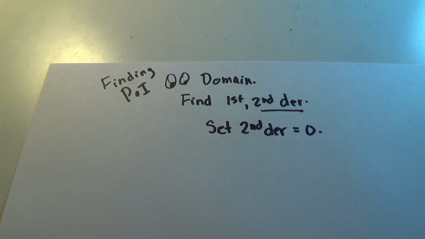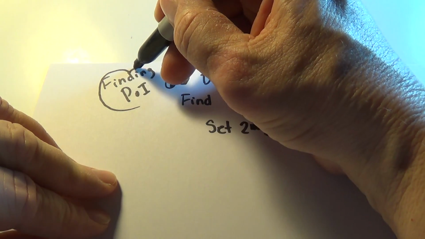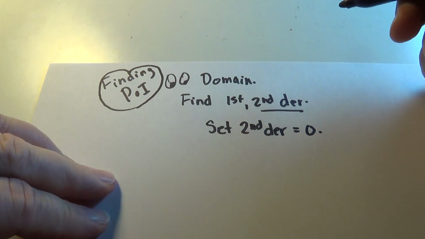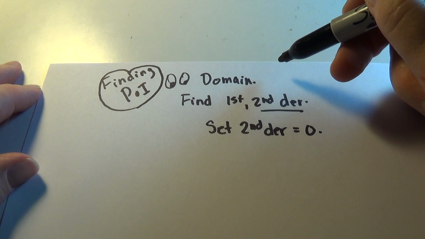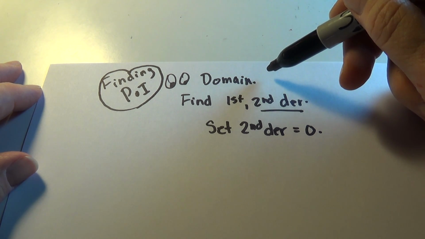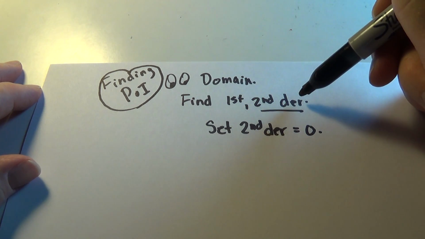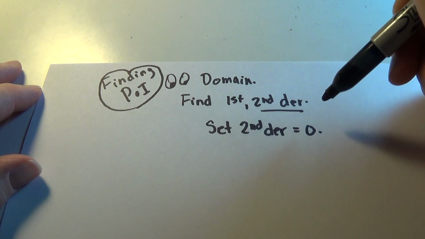Okay, Cap, we're back. We're trying to find points of interest. That is our goal. And the first thing I want you to do is look at the domain and see what that tells you. And in an example, you'll see why that's important. Then I want you to find the first and second derivative. And we're going to set the second derivative equal to 0.